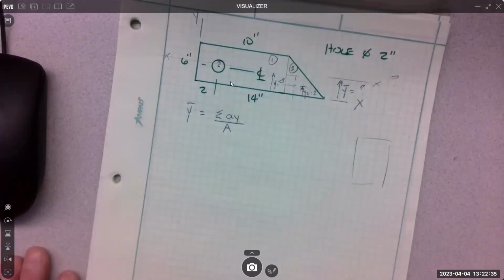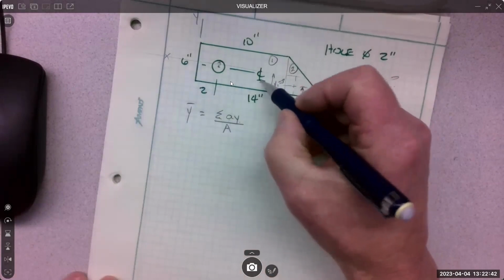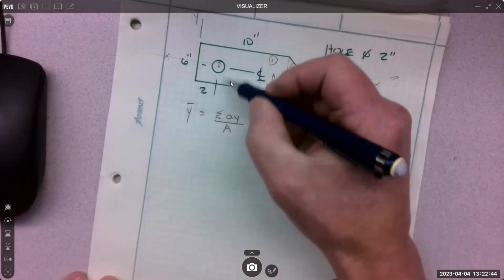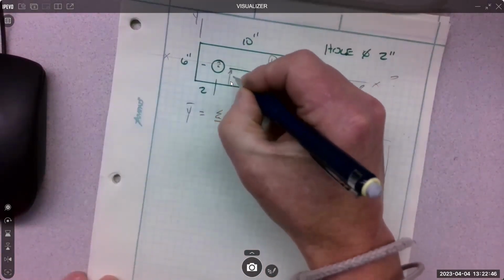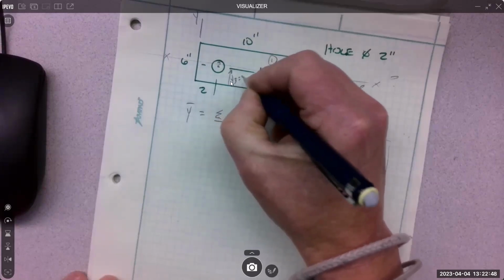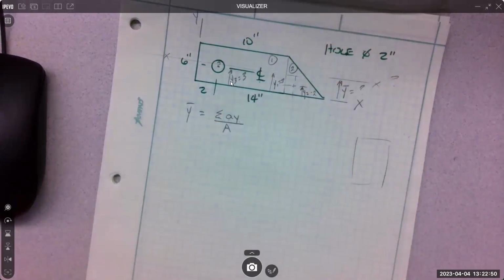And then we need the y distance to the centroid of the hole. And I put center line here, meaning it's kind of halfway in the distance. So that's y3 equals 3. So that's usually the hard part, picking out these y distances to each shape.